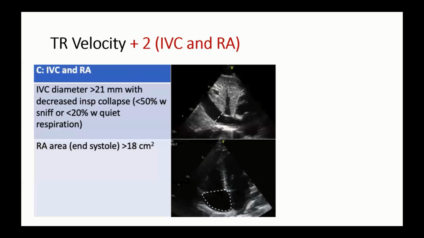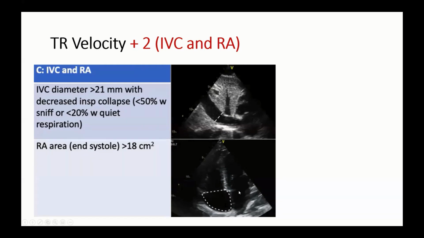And finally, the IVC and RA. If the IVC is big, with low collapsibility, less than 50% with a sniff, or less than 20% with quiet respiration, which I like more than a sniff, then you get a point.